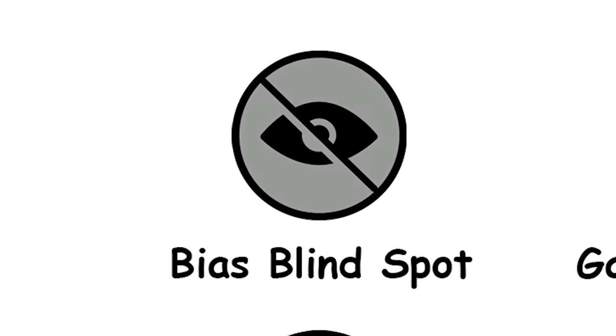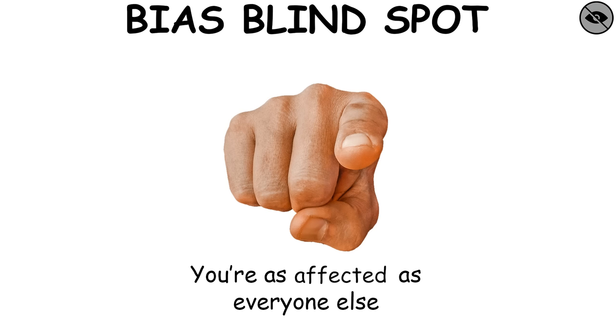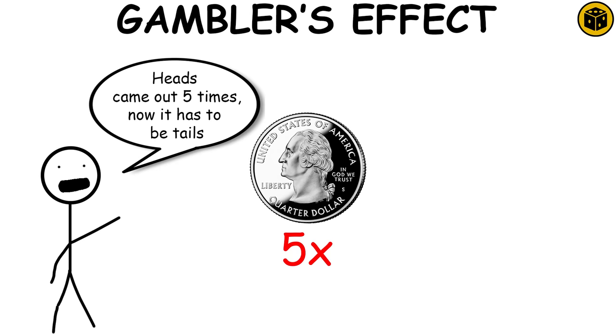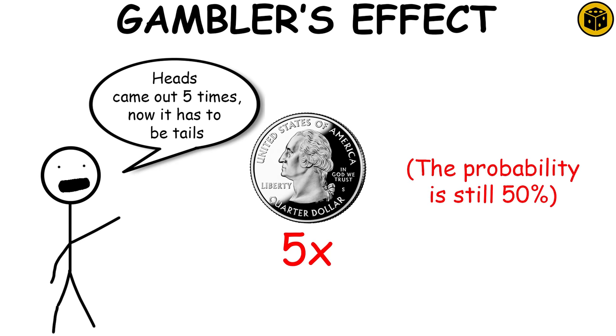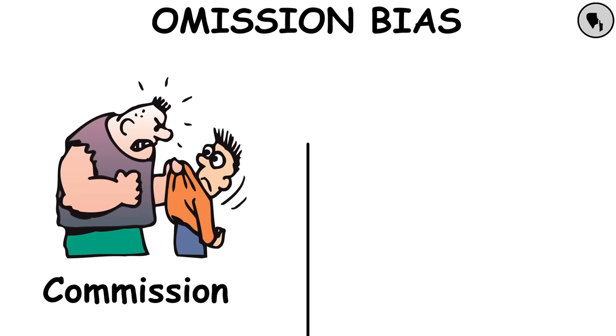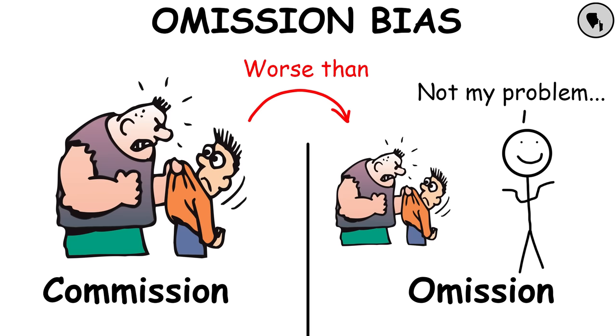Bias blind spot, the tendency to think that oneself is less affected by cognitive biases compared to others. Gambler's fallacy. Gambler's fallacy happens when there's a tendency to think that future probabilities are altered by past events, when in reality, they are unchanged. Omission bias. It's the tendency to judge harmful actions as worse or less moral than equally harmful inactions.